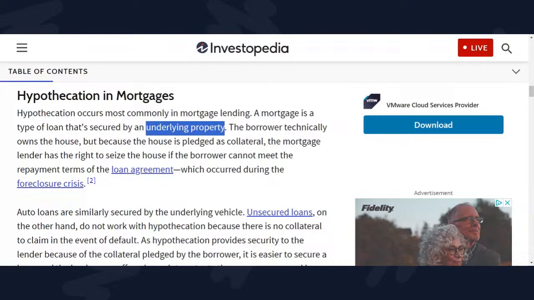They only have title to the premises, being the actual materials that they use to build the house and install the wiring, the windows, the furniture, whatever. Those are premises. That's the house. That's the thing you supposedly swapped as collateral, underlying and overlying. You swap the pledge collateral, which is the documentation, in place of the property that is overlying, and that's that house. That's the hypothecation. The borrower technically owns the house, but because the house is pledged as collateral, the mortgage lender has the right to seize the house if the borrower cannot meet the repayment terms of the loan agreement.